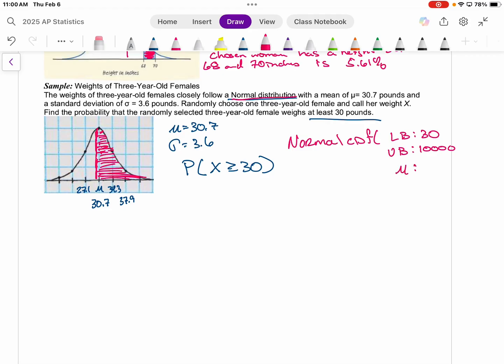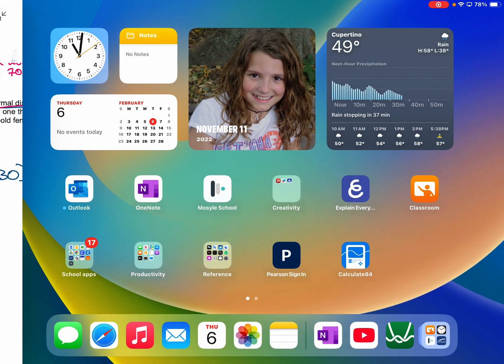The mean is equal to 30.7, and standard deviation is 3.6. Again, it's not going to change it tremendously if I did 100 pounds or 1,000 pounds. 10 pounds, yeah, that's going to be a difference. It's not going to give me enough area. 10 pounds is way less than what my mean is, so we should never be below our lower bound. That's when you'll get really crazy data.